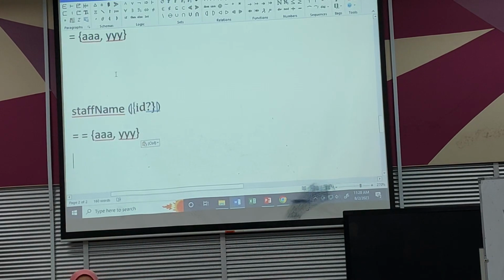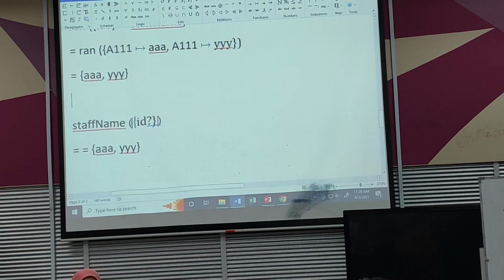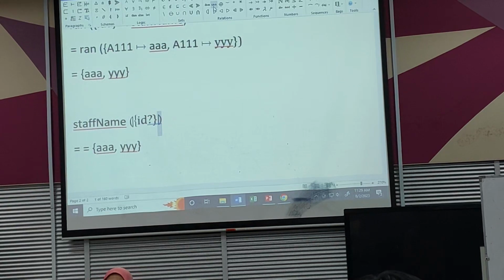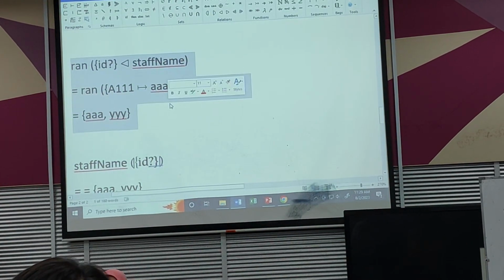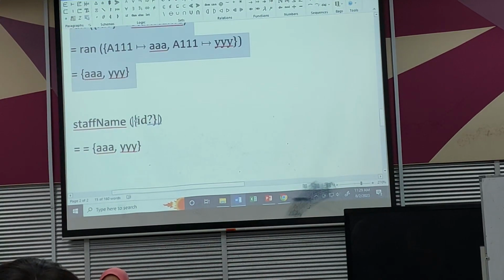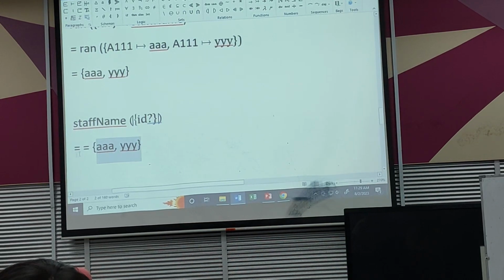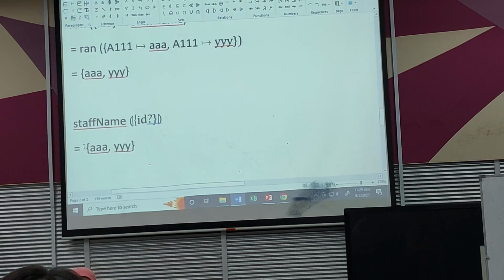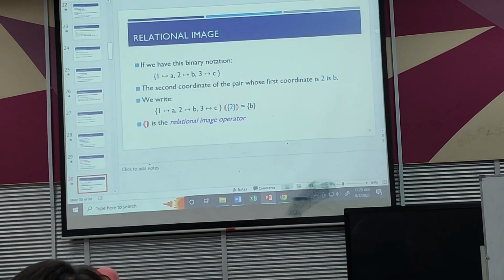Okay, so this is actually similar like this one. So this is relational image. So you can find from relation also these two. Same like this. You search on the domain data, but the result will be the range data. Okay, the result will be the range data. So this is relational image.